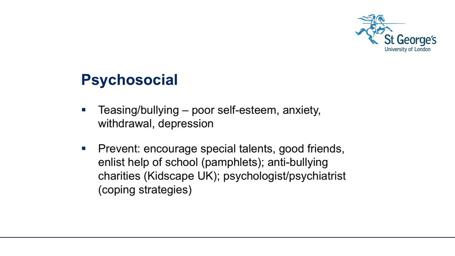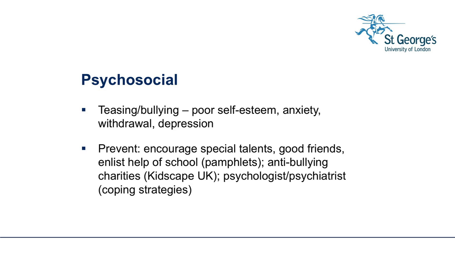Psychosocial complications are common. Many children are teased or bullied at school and do not report this. This leads to poor self-esteem, anxiety, withdrawal, and depression, and feelings that they are different and they have no friends. How can we handle this? We can encourage each child to develop their special talents so that the other peer group members look up to them for some particular ability.